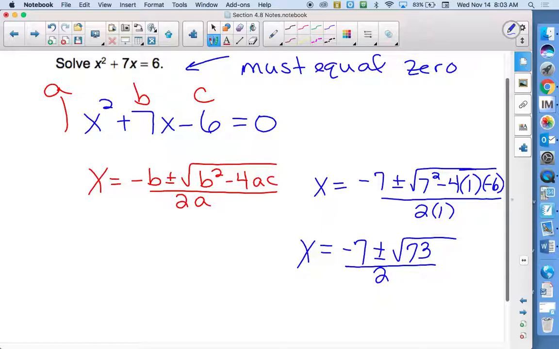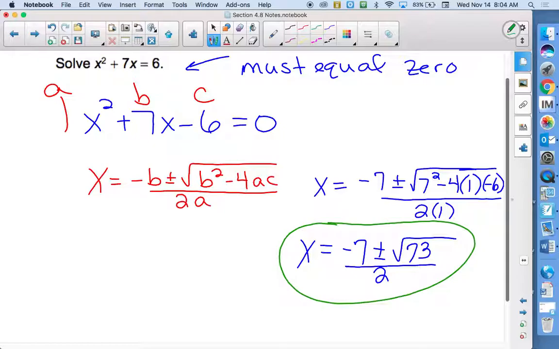No, 73 is prime. So this is actually what our answer looks like. And it doesn't look like much of an answer, because it isn't a nice number. But that would be the exact solution where the x-intercepts are. Now, yes, we could find decimal values, because that's probably what you would think would be a better answer. But this will be an exact answer where the x-intercepts would be an exact solution.